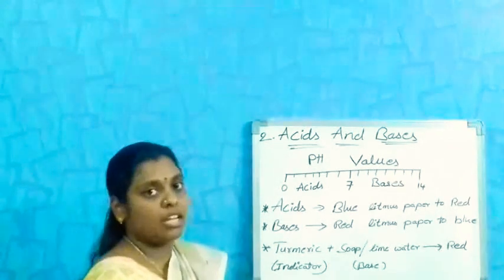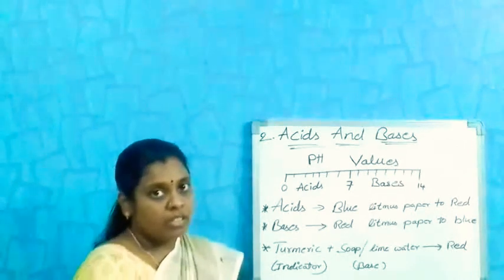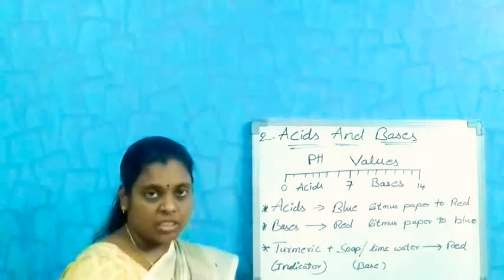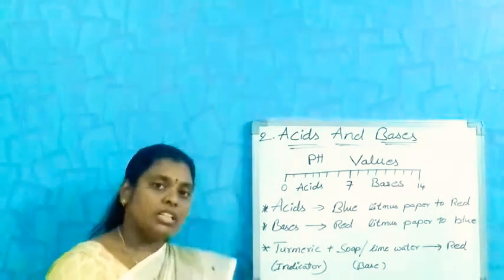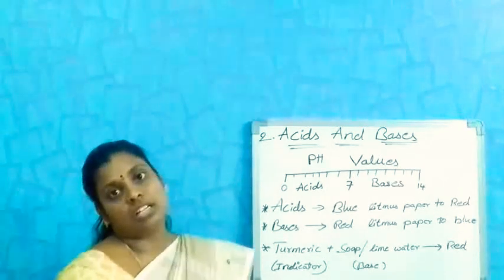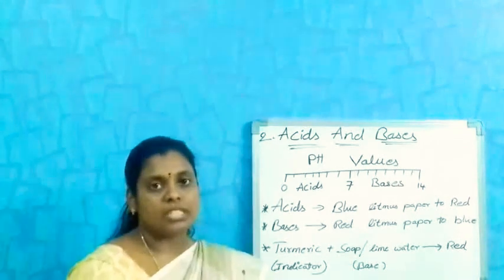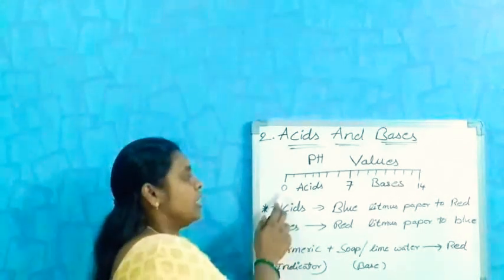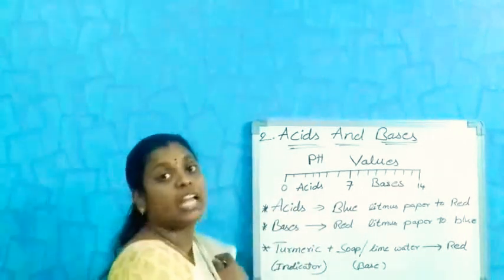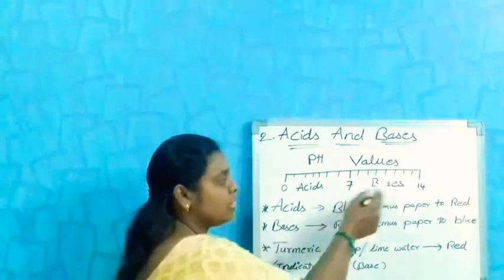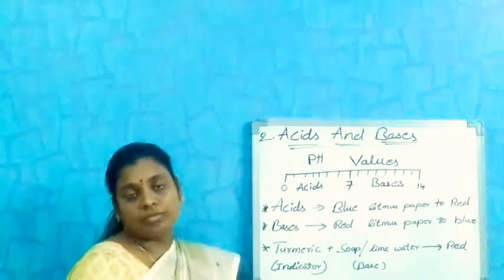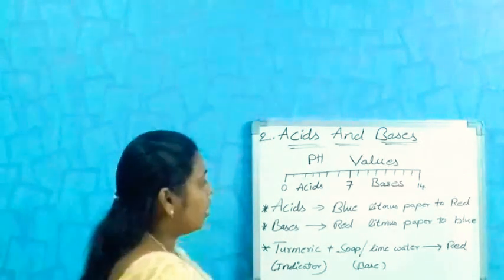If you insert a paper, depending upon the color change, we can say the given substance is an acid, or if it gives another color, we can say it is a base. So the pH range 0 to 7 we call acid. From 7 to 14 we call them bases or alkaline substances.